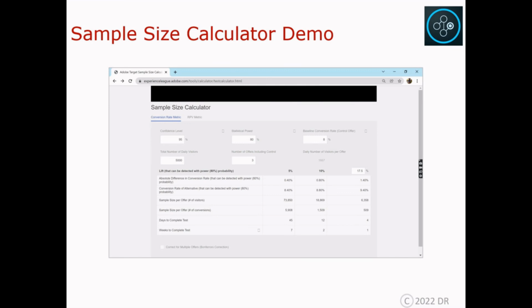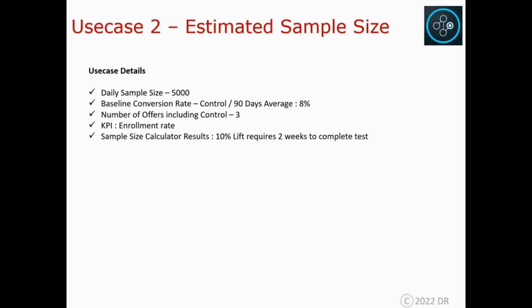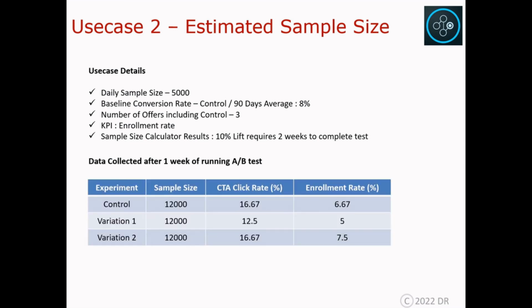So this is how the numbers look. It's very important to see these numbers in the sample size calculator before we discuss the next use case. Again, we have the same use case, right? The sample size is 5,000, conversion rate is 8%, and the KPI is also the same, enrollment rate. Now what we'll do is look at the data that is collected after 1 week of running this test, right? So as you can see, now the sample size is 12,000, and then CTA click rate and enrollment rate are the same, right?